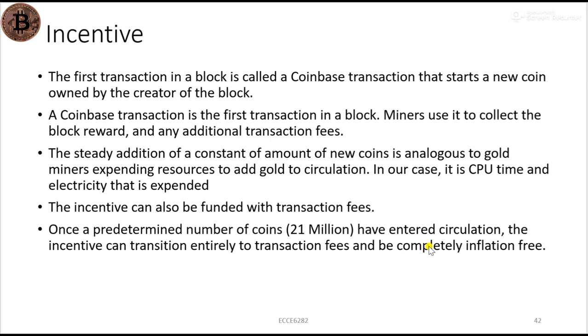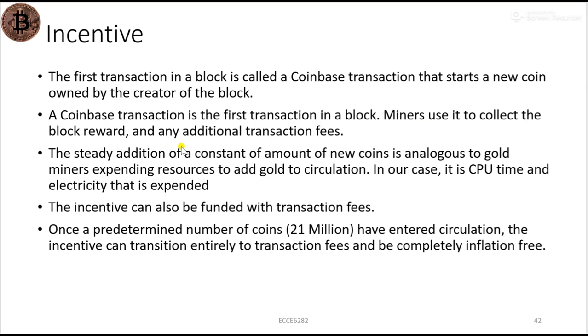Okay, the first transaction is in every block. When a candidate block is created, a first transaction will be added by the miner who generates this candidate block, and this first transaction is called the coinbase transaction, which starts a new coin owned by the creator of the block. Whoever creates this candidate block will add a special transaction as the first transaction in that block, and this transaction includes the coin that is being earned by that miner if that candidate block becomes a valid block.